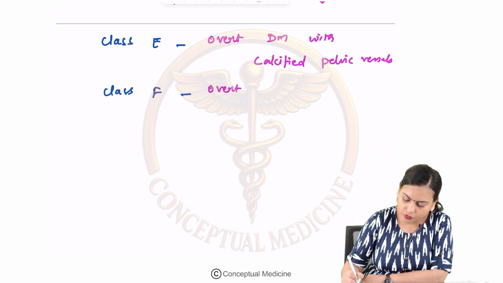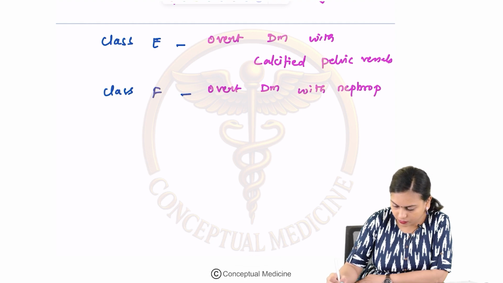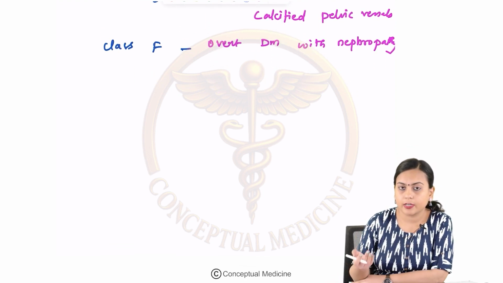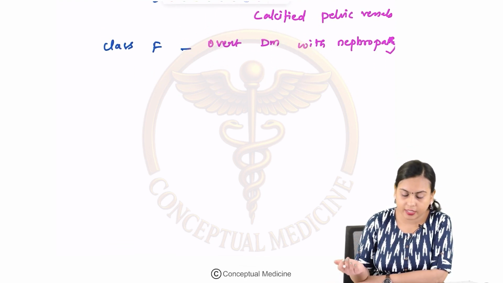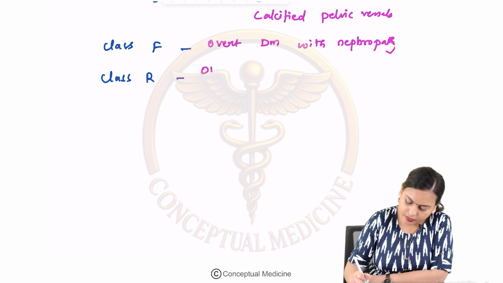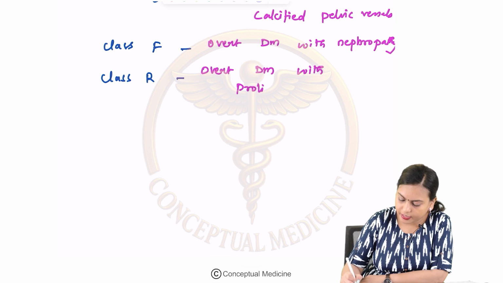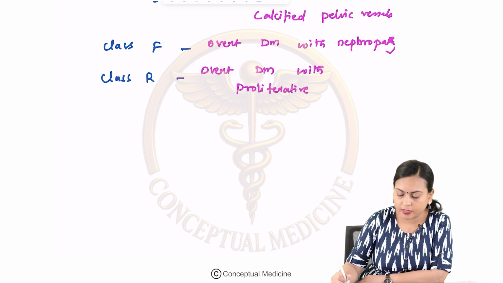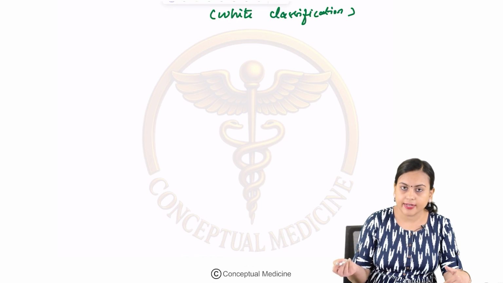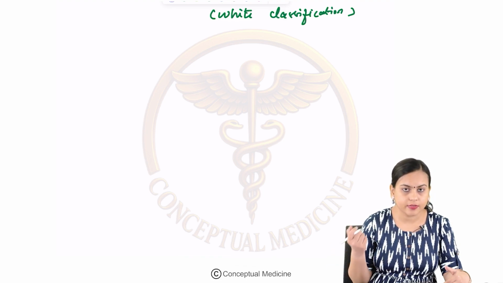Okay, so it is overt DM with nephropathy. And also we have class R, which is overt DM with proliferative retinopathy. Clear? So, it is class R, which is overt DM with proliferative retinopathy. Clear? So, this classification is known as White classification. Okay. But there is a newer classification called modified White classification. We will see about this.